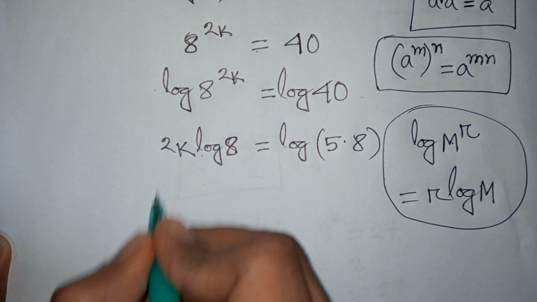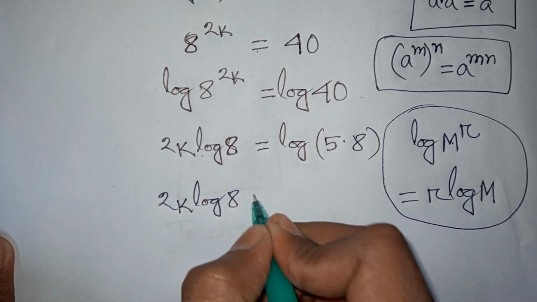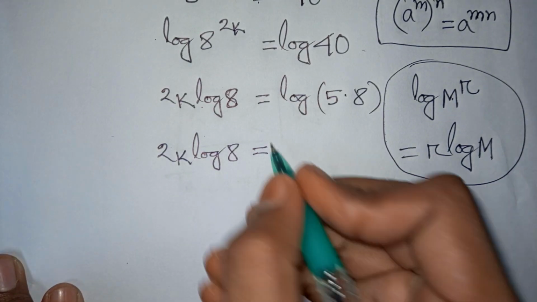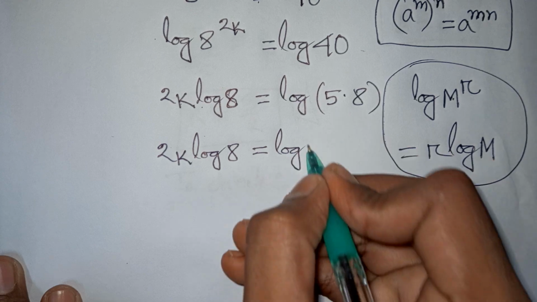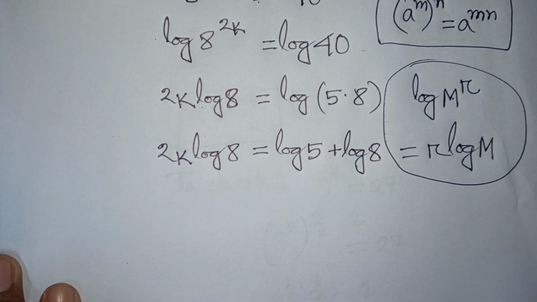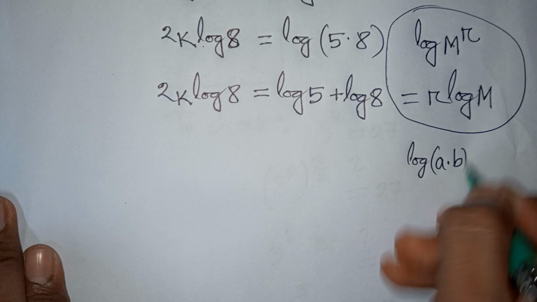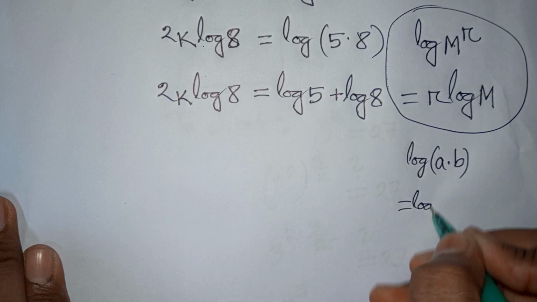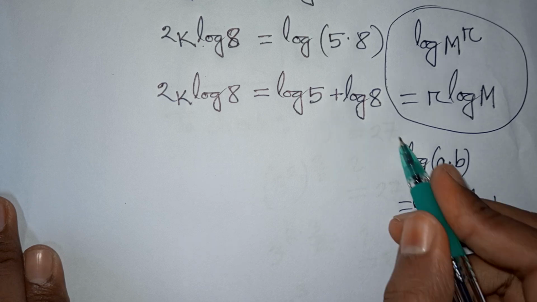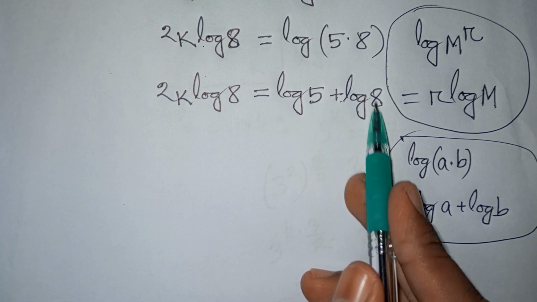Now we have 2k log 8 is equal to log of 5 times 8. So it is the same as log 5 plus log 8. According to this formula, log of a times b is equal to log a plus log b. So log of 5 times 8 is the same as log 5 plus log 8.